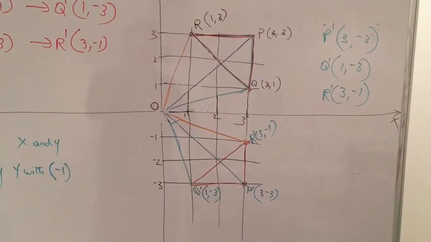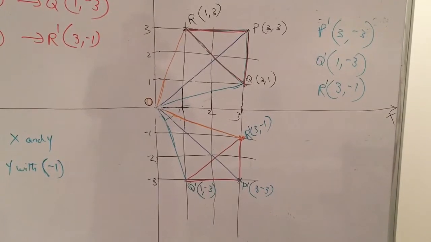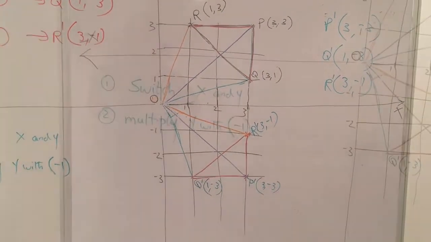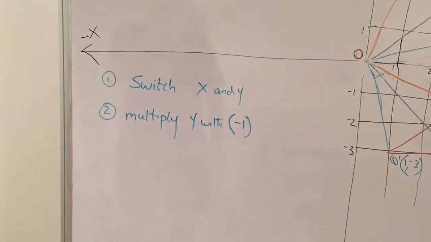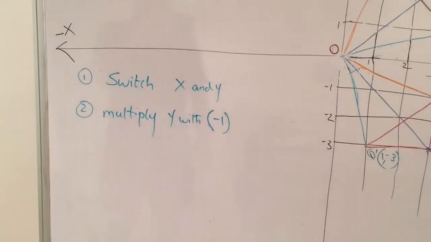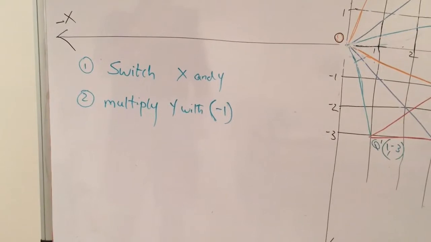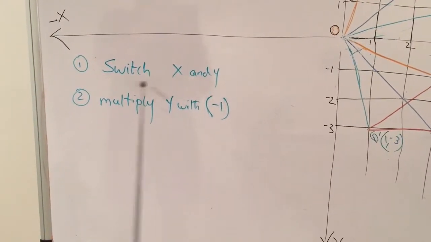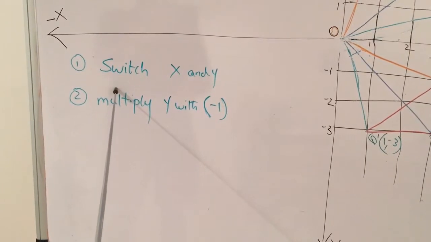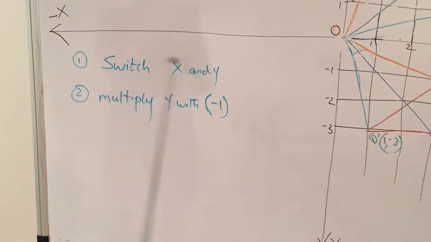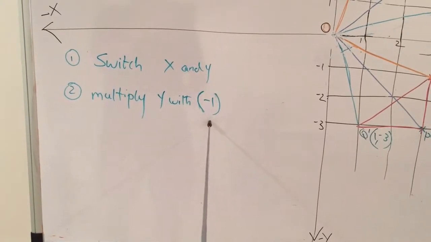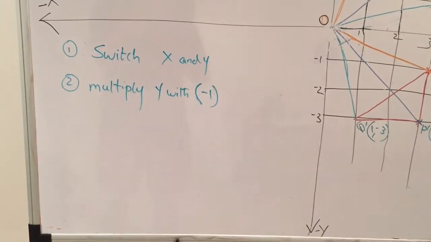Take a look at the complete problem, and then we can go through the rule. Again, like we already talked about, the rule is pretty simple. The steps are very simple. First you switch x and y coordinates and then multiply y with negative 1. Okay, that's it, simple.